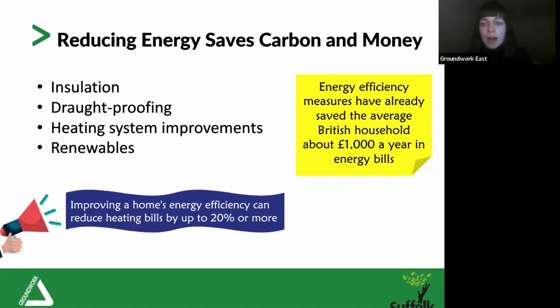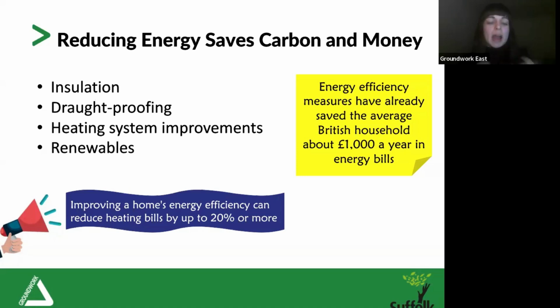We'll talk a little bit more about that at the end of the session today. So we'll look at these 4 elements in a little bit more detail so that we're able to talk to residents and show them how to do different bits and where to go for different information. So we'll look at insulation, draft proofing, heating system improvements and renewables.